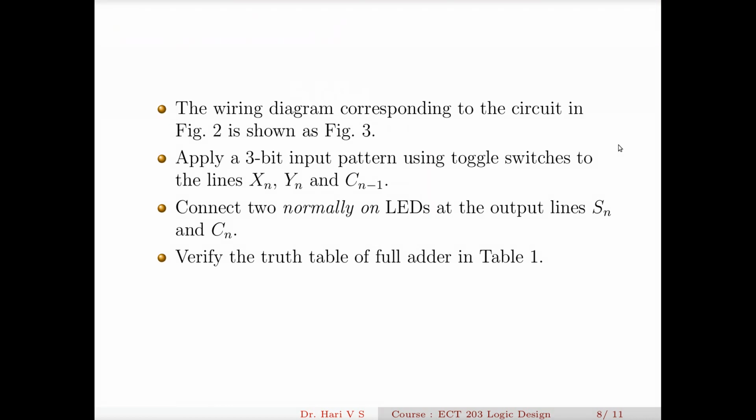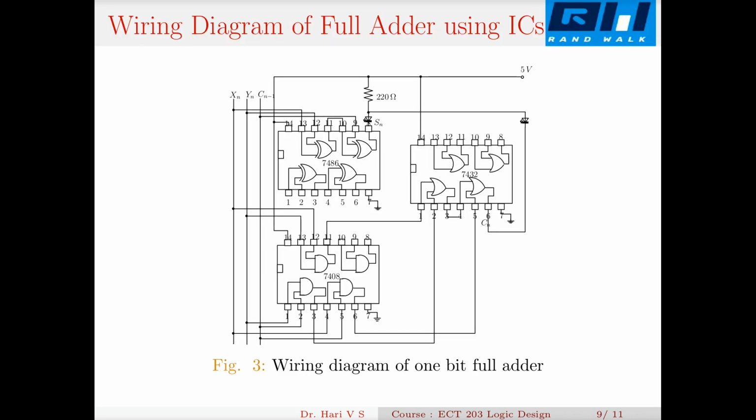Now I can use the LSI chips or ICs to make this circuit in one board. So probably you can go to the lab, take some ICs and develop this circuit on a breadboard or PCB. The wiring diagram will look like this. What I need is some XOR gates, AND gates and OR gates to realize this. Sum is realized by XOR gates because it is A XOR B XOR C.